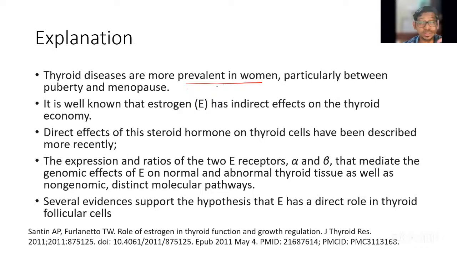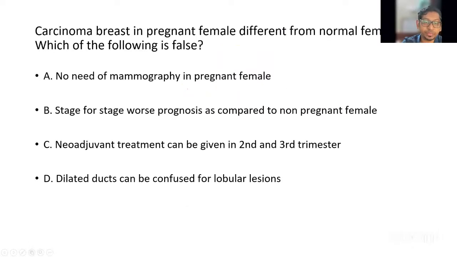One is because of the impact of estrogen. The other thing is autoimmune disease itself is more common in women. So there are indirect and direct effects on the thyroid. They are basically genomic mechanisms and non-genomic mechanisms also. So just remember the increased estrogen receptors. Like in breast cancer, you can have increased estrogen receptors in the thyroid also, and that is why you have more common thyroid diseases among women.